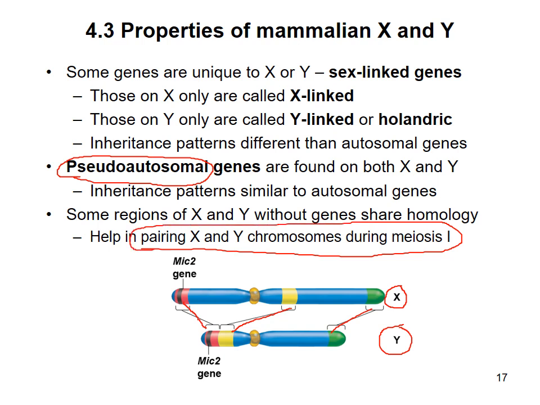But keep in mind that these are only pseudo-autosomal genes because the X and the Y are two completely separate chromosomes. In fact, the genes that are unique to the X are called X-linked genes, and the genes that are specific to the Y are called Y-linked genes.